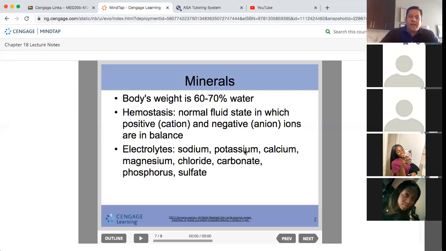Now let's talk about potassium, the mineral potassium. Potassium is the chief cation in the intracellular fluid. We said that sodium was the chief cation in the extracellular fluid. So potassium is the chief cation in the intracellular fluid and helps maintain the acid-base balance equal to sodium. It's important in nerve impulse conduction and muscle tissue excitability.